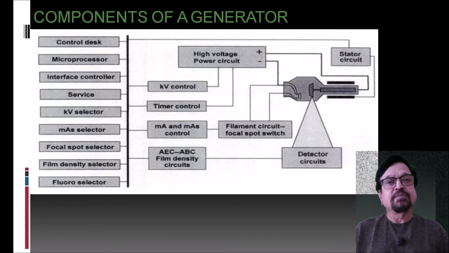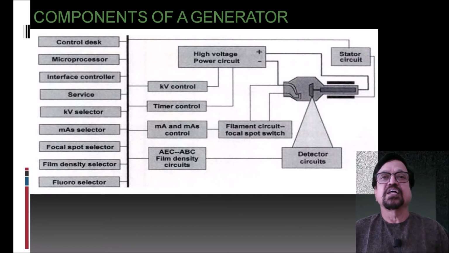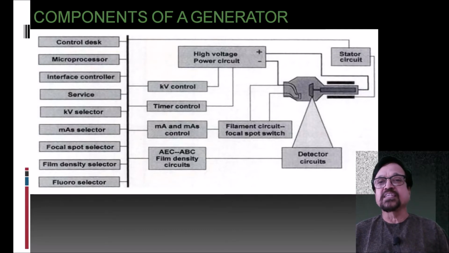Now the third thing which comes here is called capacitors. Capacitors are used to control the charge. Now see here, what are the components of a generator? First is the control desk, from where you control your kV, mA, ATC. Then second is a microprocessor. The third is the interface controller. Fourth is a service. Fifth is a kV selector, mA selector, focal spot selector.